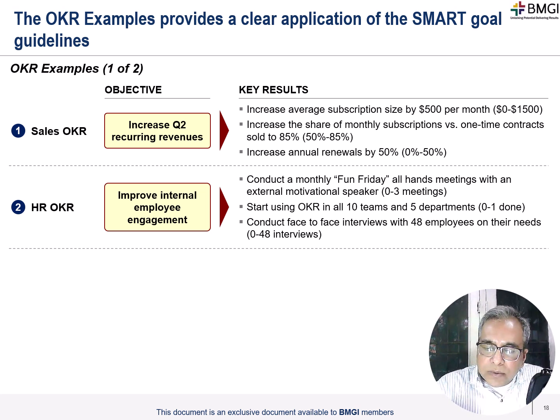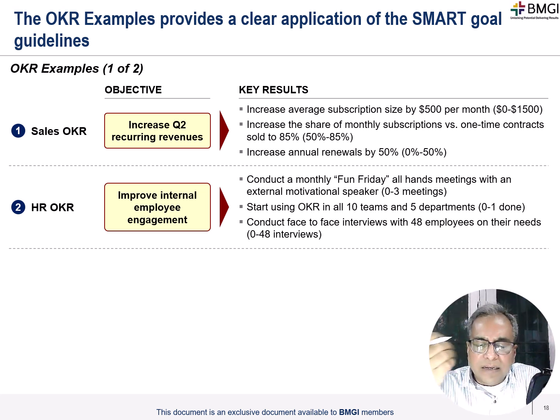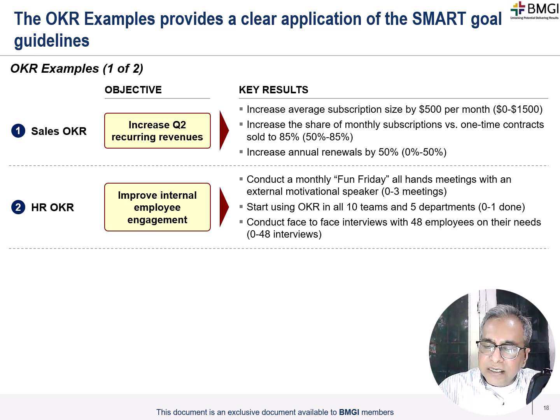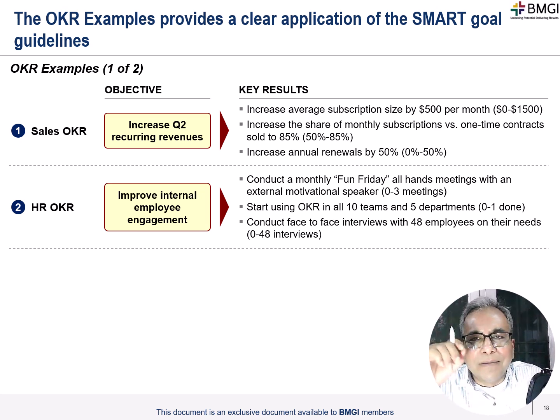So, for example, here again, starting with 10 teams and 5 departments, 0 to 1, done. Essentially, either 0 or 1. Either we have done or we have not done, right? So that's how we are measuring the results. And then there's a percentage out of the 10 teams or 5 departments, how much have we covered? Conduct face-to-face interviews with 48 employees on their needs, right? So 0 to 48, that's the scale. At the end of these results, you will see there is a scale, right? Everything has a scale. How are you going to measure that scale? 0 to 1, 0 to 48, extremely, extremely specific, right?